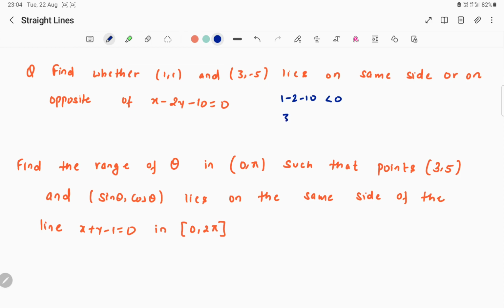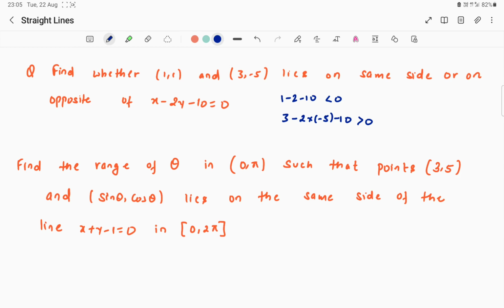And 3 minus 5, so 3, 2 into minus 5 and minus 10, which is clearly greater than 0, isn't it? So you can see the first quantity is less than 0, the second quantity is less than 0, so the product will be less than 0. So what is the conclusion? That both the points will be on opposite sides.